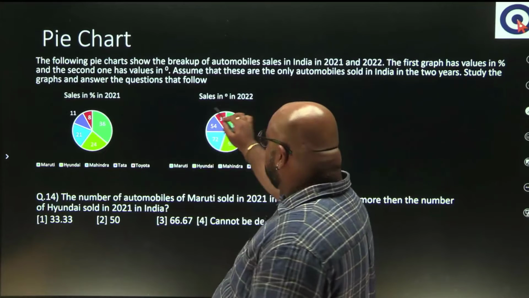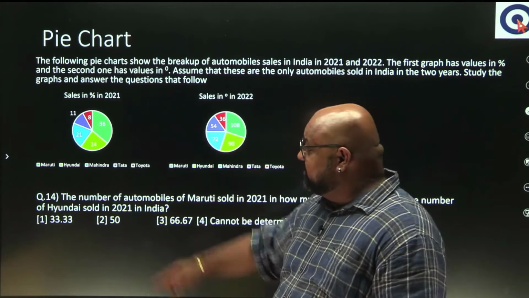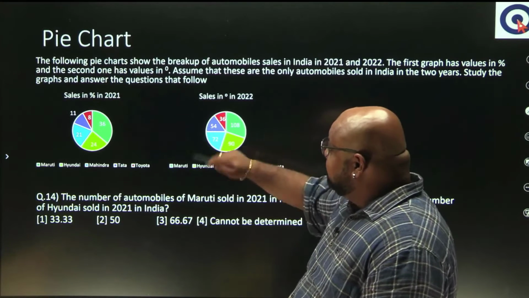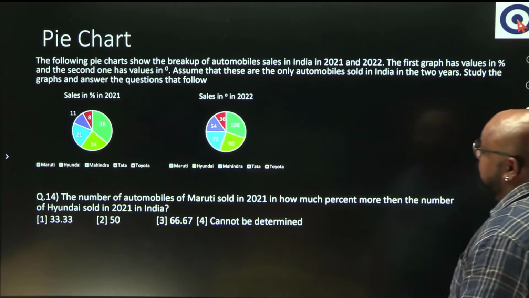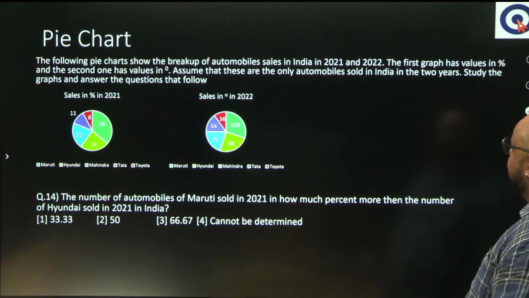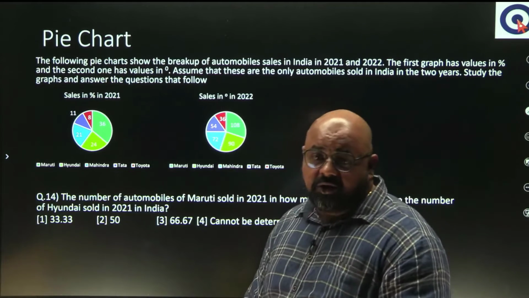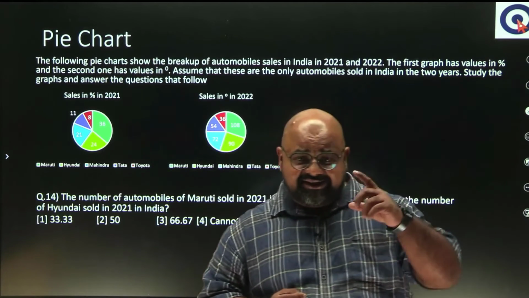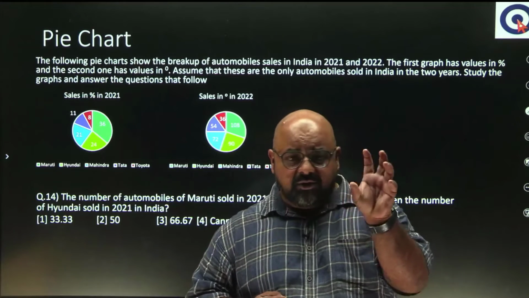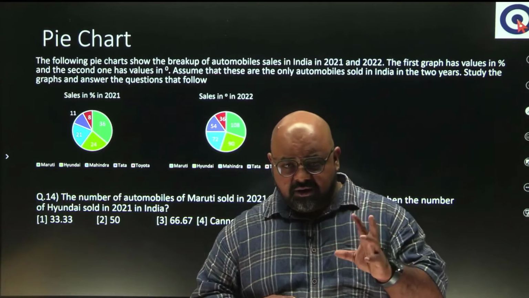And this is the breakup for 2022. The first graph gives the value in percentage, and the second one gives the value in degrees. Assume that these are the only 2 automobiles sold in India in the 2 years. Study the graph and answer the questions that follow. Now, when you're drawing a pie chart, how much part goes to which sector depends upon the angular distribution.